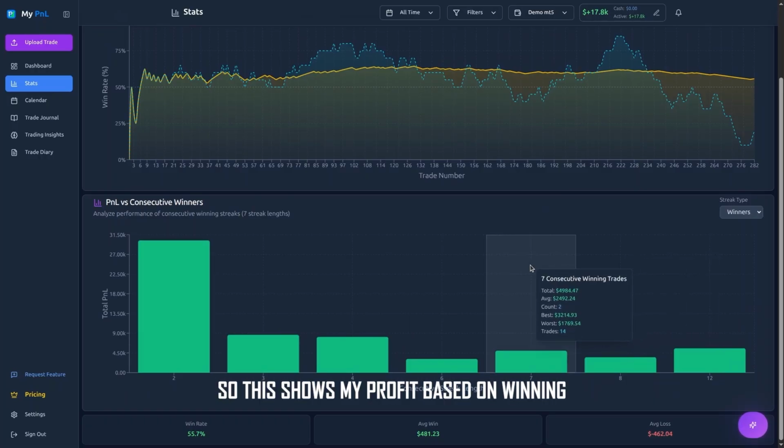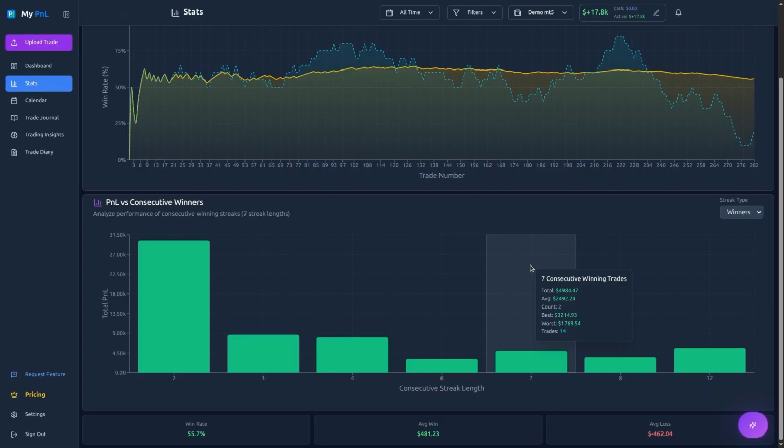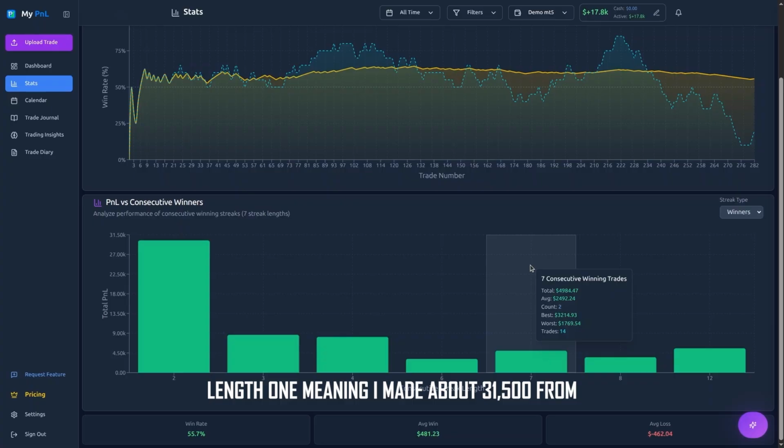So, this shows my profit based on winning streaks. The data reveals 7 different streak lengths from one winner in a row up to 12 consecutive winners. The tallest green bar is at streak length 1, meaning I made about 31,500 from single winning trades that weren't part of a longer streak. That's actually my biggest contributor to profits.